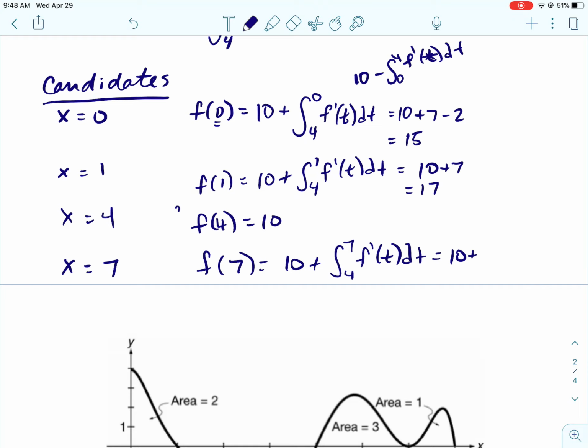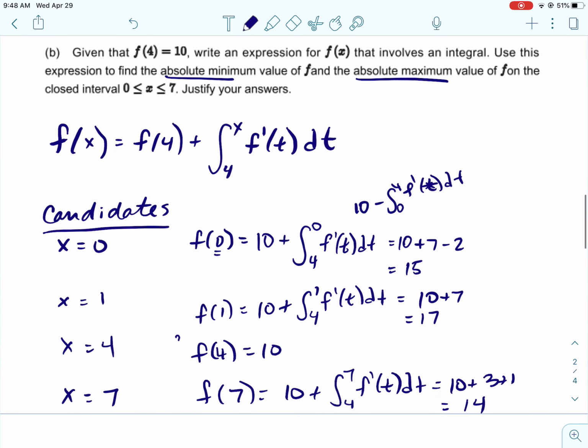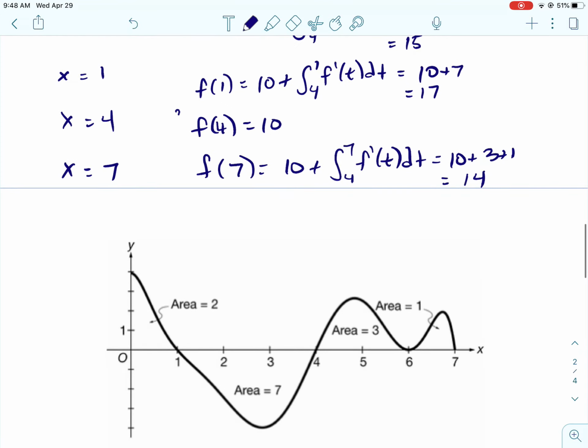So we go ahead and just use the normal adding, or the normal signs that have to do with the problem. So I would take my 10, and then I'm going to add both of these areas because they're above the x-axis. All right, so that is going to be 14. Okay, now we do need to answer the question. So showing all that work was justifying.